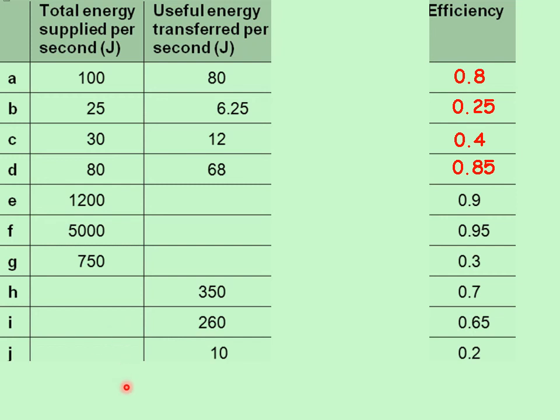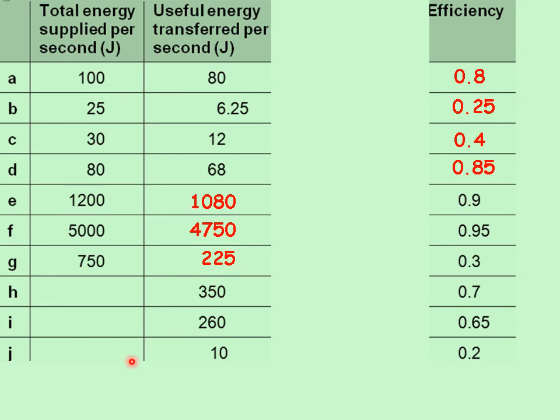Okay, so hopefully you've had time to have a think about these. So for the first one here, we've got 1,200 joules is supplied and it's 0.9 or 90% efficient. So if you times those two together, 90% of 1,200 is 1,080. So we do the same with these. We've got 5,000 supplied and 95% efficient. So if you times those together, you've got 4,750. And the same with G, 750 times a 0.3, so that's 30% efficiency, is 225 joules of useful energy.